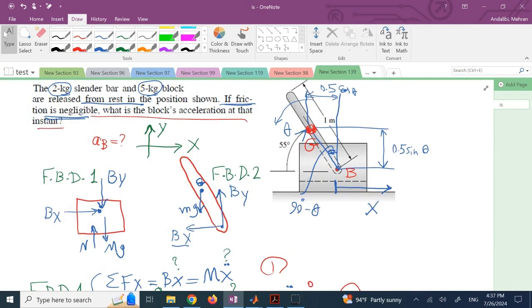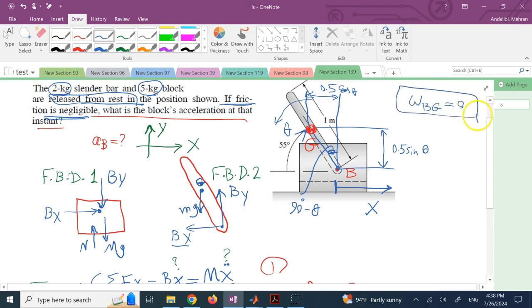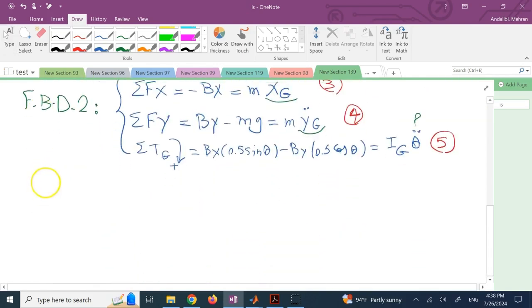Okay, so we're going to use our kinematics now. B and G do belong to the same rigid body, so we're going to relate their accelerations together. And we know that the system at the moment is released from rest. That means omega of this member BG at the moment is equal to what? Is equal to 0. If you remember in the previous problem, I said you cannot do angular acceleration calculations if you don't know your angular velocity. And here, the fact that it gives you the initial condition on velocity allows you to find the angular acceleration.